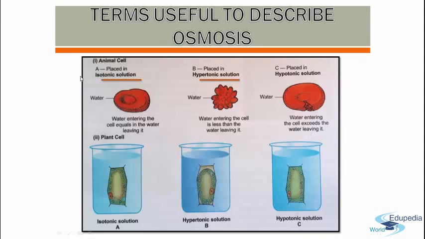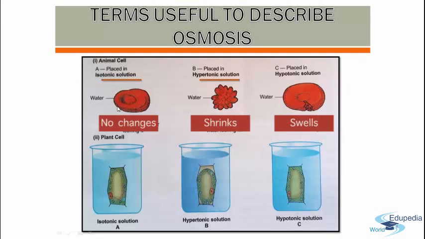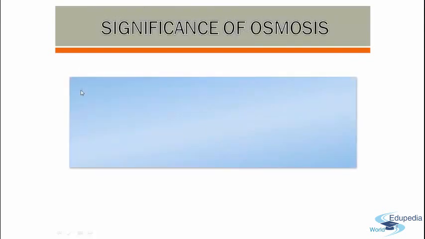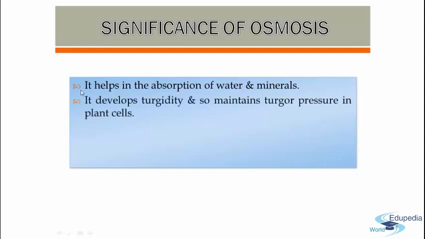In case of isotonic solution, the size of the cell remains the same. But in case of hypertonic solution, the cell shrinks. And in case of hypotonic solution, the cell swells. These three terms should always be remembered. Osmosis is a very important process as it helps in the absorption of water and minerals. It develops turgidity and so maintains the turgor pressure in cells. You will know better about turgidity and turgor pressure in my upcoming video lecture.